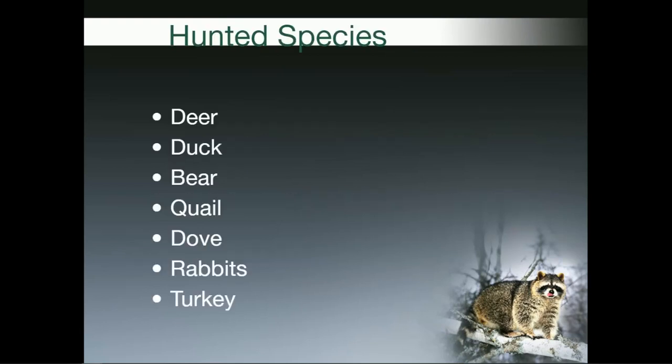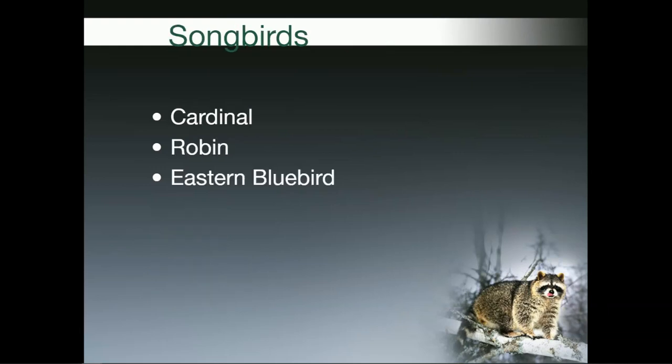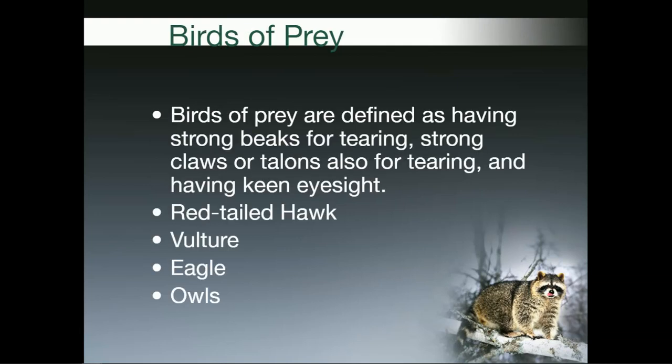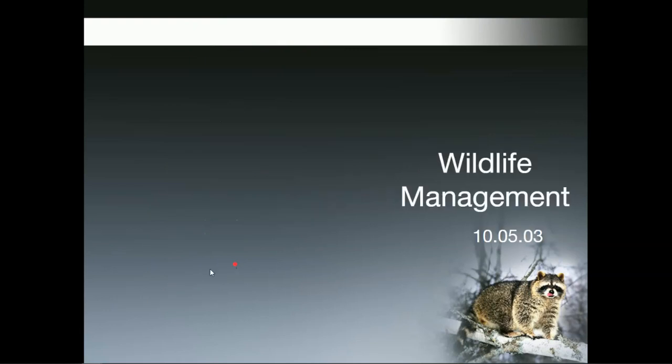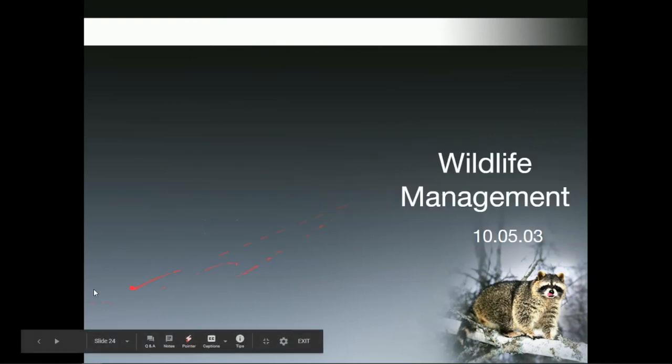And then some species in North Carolina. There's a lot more. We have deer, duck, bear, quail, dove, rabbits, turkey, cardinals, robins, bluebirds. There's all sorts of different things that we can have. Okay. And then a bird of prey is an animal, or excuse me, a bird that eats other animals. And so the most common ones in North Carolina are the red-tailed hawk, vulture, eagle, and owls. And that was our little section in wildlife management.